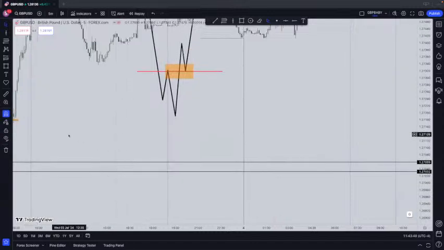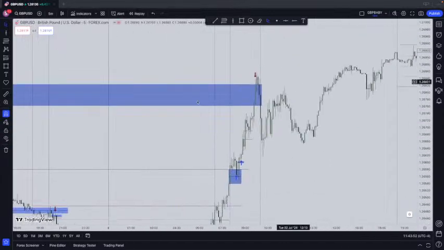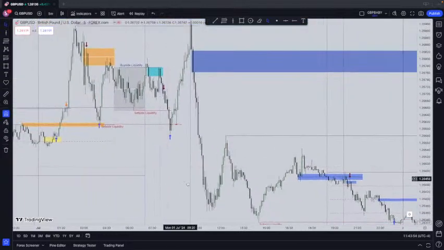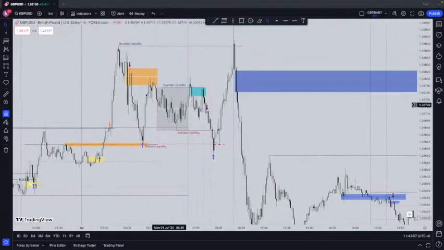Nonetheless, let's look at some examples of a breaker. I think we had one over here. Here's one anyway, and it's exactly what I was talking about in terms of time and price.